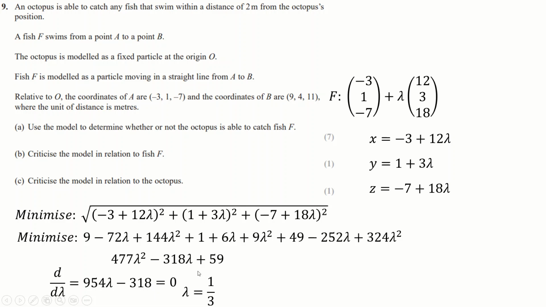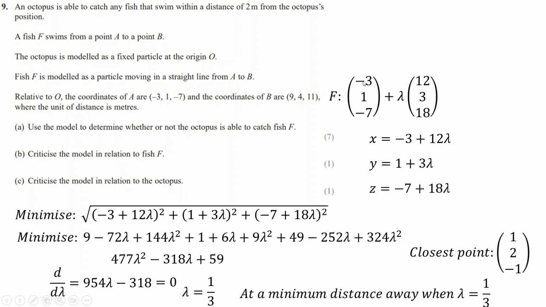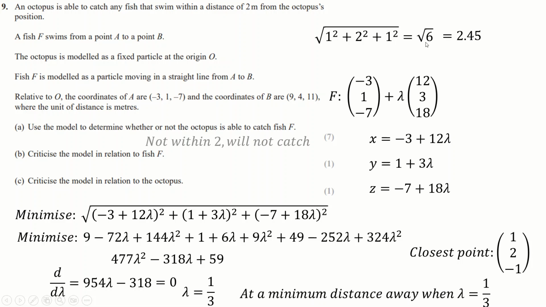You can very quickly do that if you want to, but put lambda as a third into here, and we find this, right? Minus 3 plus a third of 12 is 4 gives you 1, and then 1 plus a third of 3 is 1, which is 2, and so on. And that's the closest point to the origin that this line ever gets to. And so we can just do another set of Pythagoras to find how far away that is from the origin, and it's root 6 away, which is bigger than 2, so no, the octopus will not catch the fish.